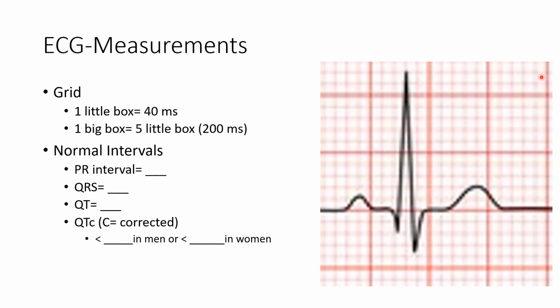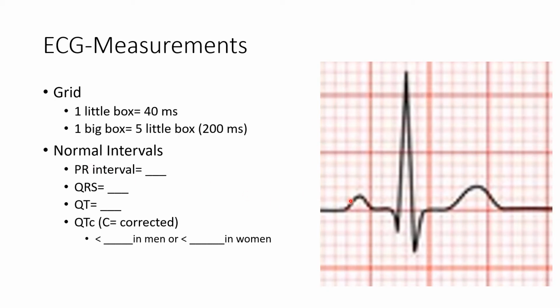Now that we know the morphology of an ECG and what each of those waves represent, as well as those intervals, let's figure out how to measure them. The ECG grid is set up in boxes. One large box is 200 milliseconds, so 5 boxes is equal to 1 second. In each large box, we have smaller boxes. It's 5 by 5. So it's 200 milliseconds long, and there's 5 small boxes within there, which means each small box is 40 milliseconds, 200 divided by 5.